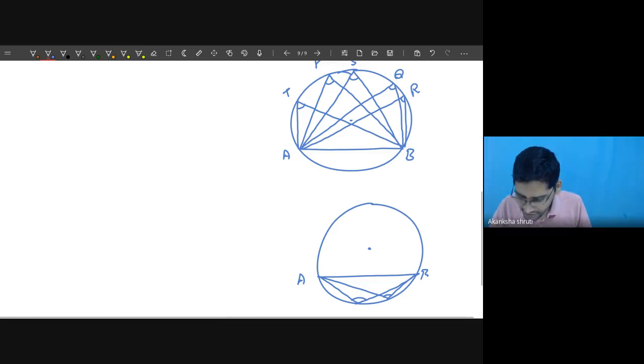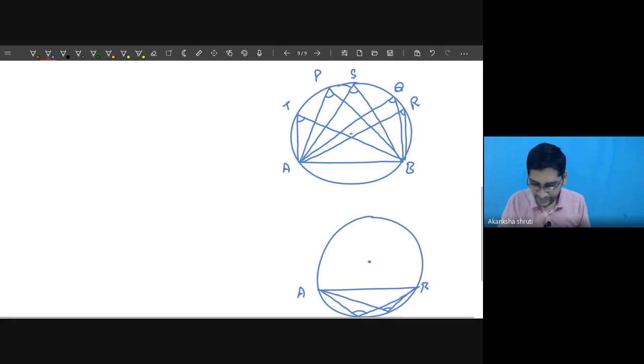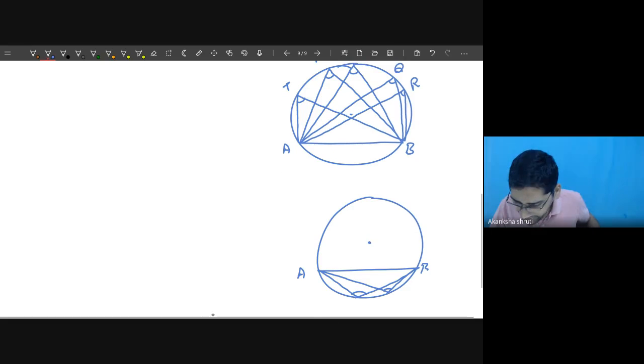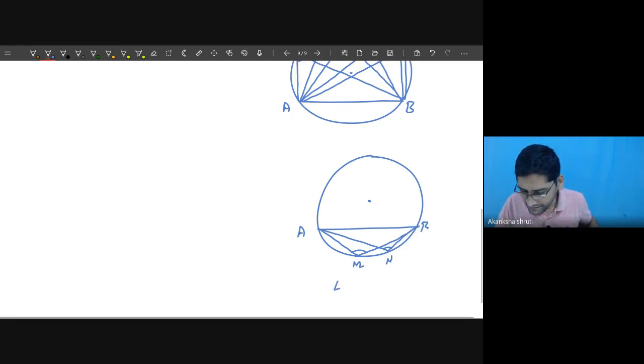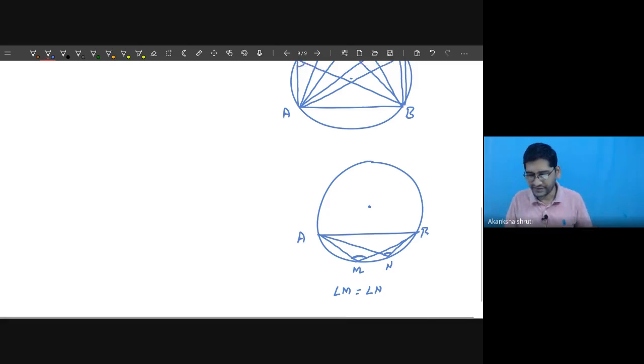In this case also, the angle made is always equal. Whatever the angle at M, the same will be the angle at N. So angle M is equal to angle N. Angle M is this angle, the angle made is this.